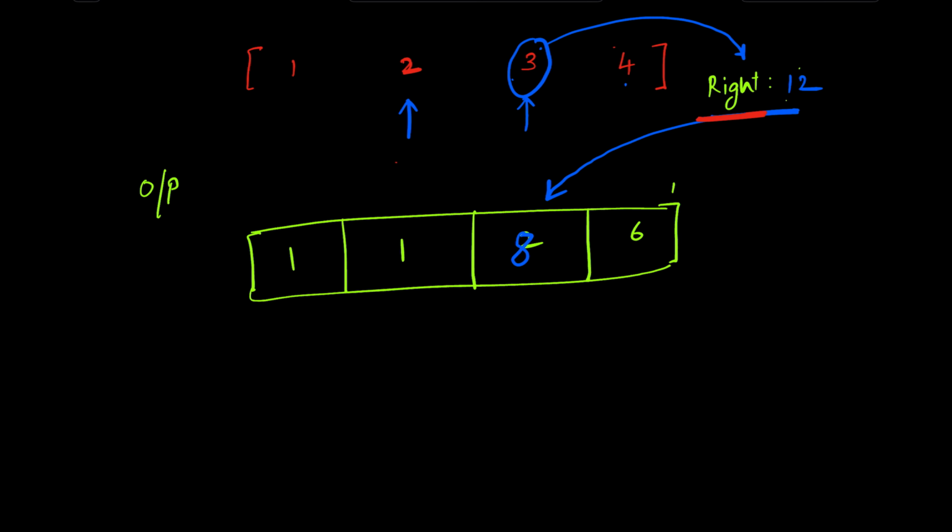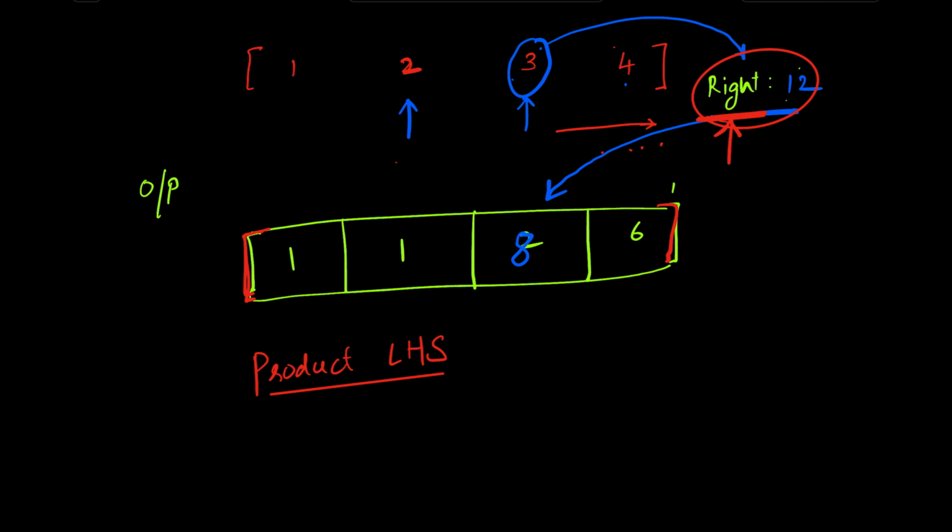You'll repeat the same operation for the remaining elements in the array and update the output array as we proceed. With this optimization, we were able to improve our solution by avoiding to have any additional arrays to store the LHS product or RHS product.